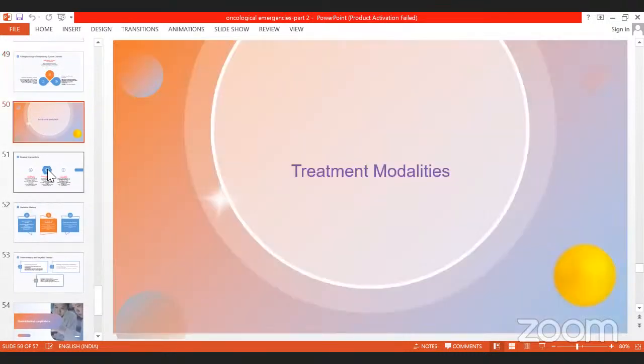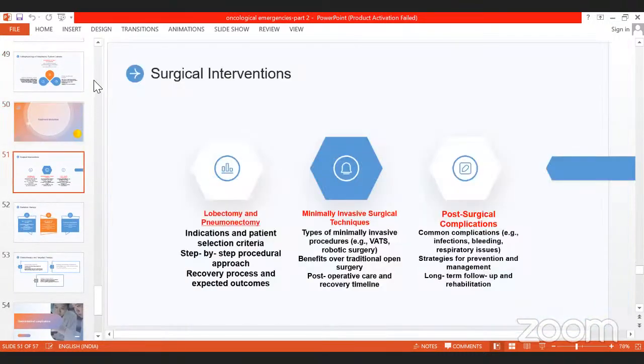So the treatment modalities which we see are surgical interventions, lobectomy or pneumonectomy if it's directly a lung cancer. The patient selection criteria is very important in these, and they follow a step-by-step procedural approach, and the recovery process and expected outcomes are also explained prior. Minimally invasive surgical techniques are VATS and robotic surgery, which are being used in thoracic oncology nowadays. Post-surgical complications which we see are infections, bleeding, and respiratory issues. So there are strategies for prevention and management which are followed by the surgeons.